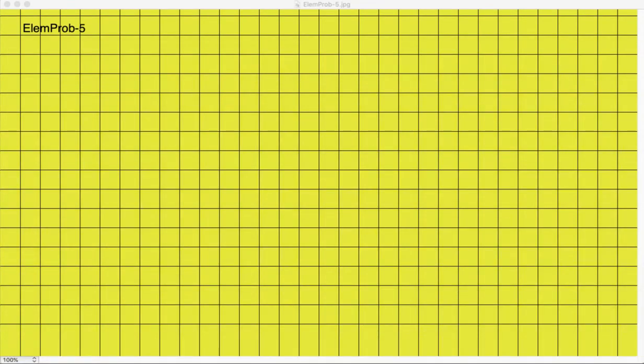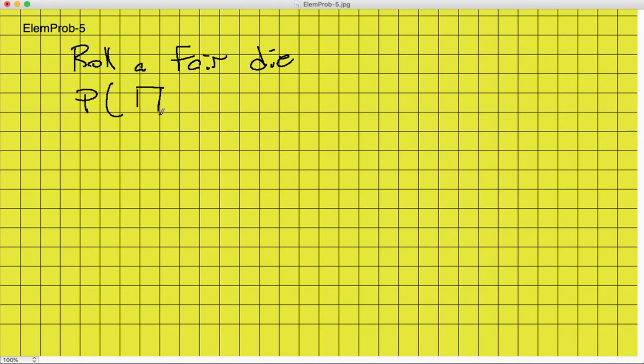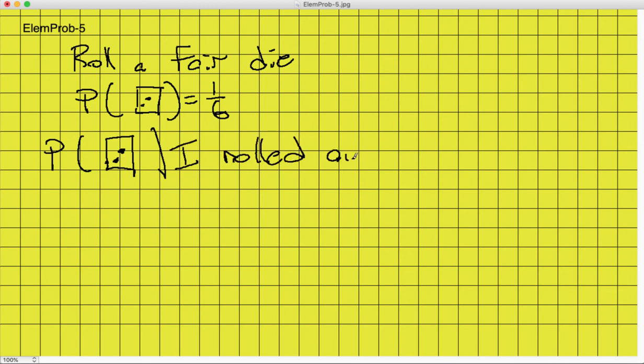Suppose I were to ask you the following. Again, I'm going to roll a fair die. And I were to say to you, what is the probability of rolling a 2? And you said it's a fair die, there's 6 possible outcomes, it's 1 over 6. But now I want to ask a different question. What is the probability of rolling a 2 given that I rolled an even number?